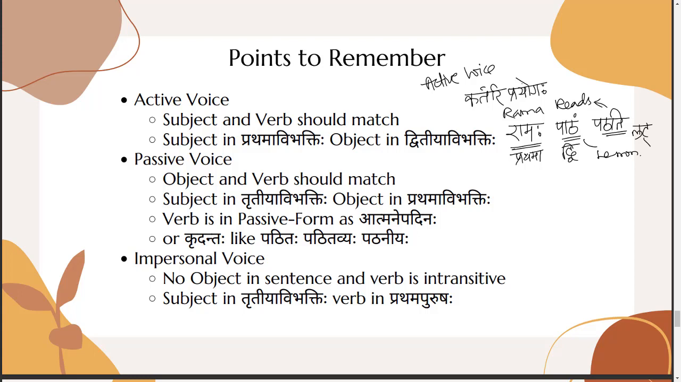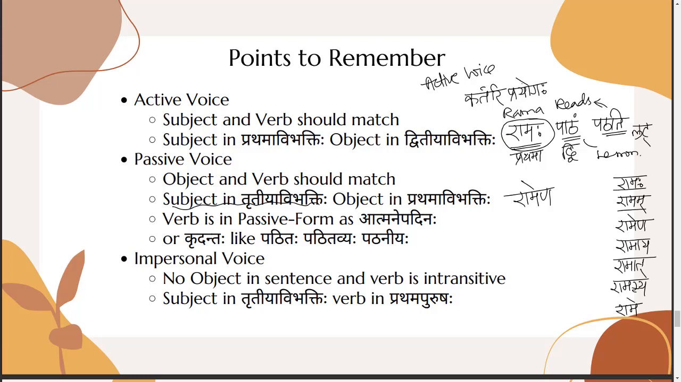Now in passive voice, what should the subject be? The subject should be in Tritiya Vibhakti. So, Ramena. So we should know all the 7 Vibhakti. This I said we should be in a position to remember. Ramah, Ramam, Ramena, Ramaya, Ramat, Ramasya, Rame. These are all the 7 Vibhakti forms. Ramah, Ramau, Ramah; Ramam, Ramau, Raman; Ramena, Ramabhyam, Ramaih; Ramaya, Ramabhyam, Ramebhyah; Ramat, Ramabhyam, Ramebhyah; Ramasya, Ramayoh, Ramanam; Rame, Ramayoh, Rameshu; He Rama, He Ramau, He Ramah.